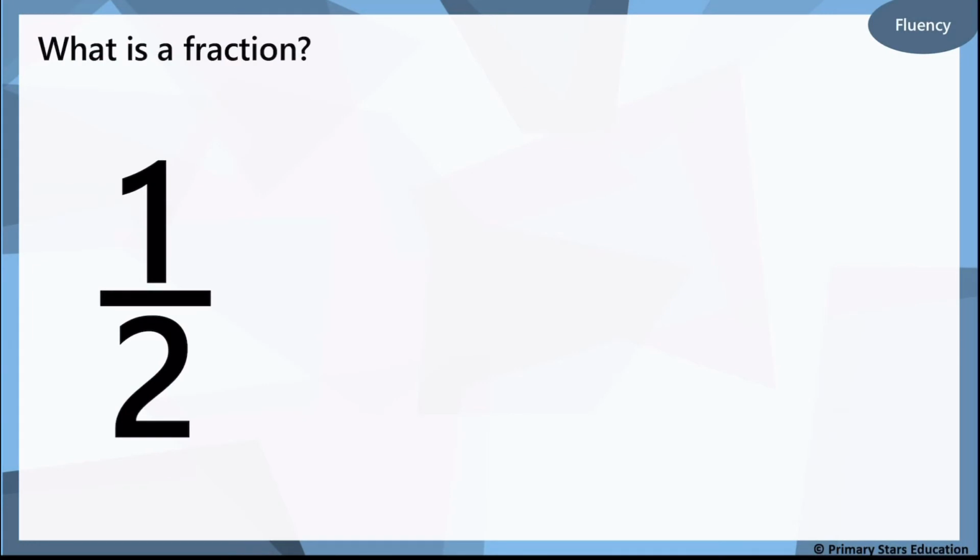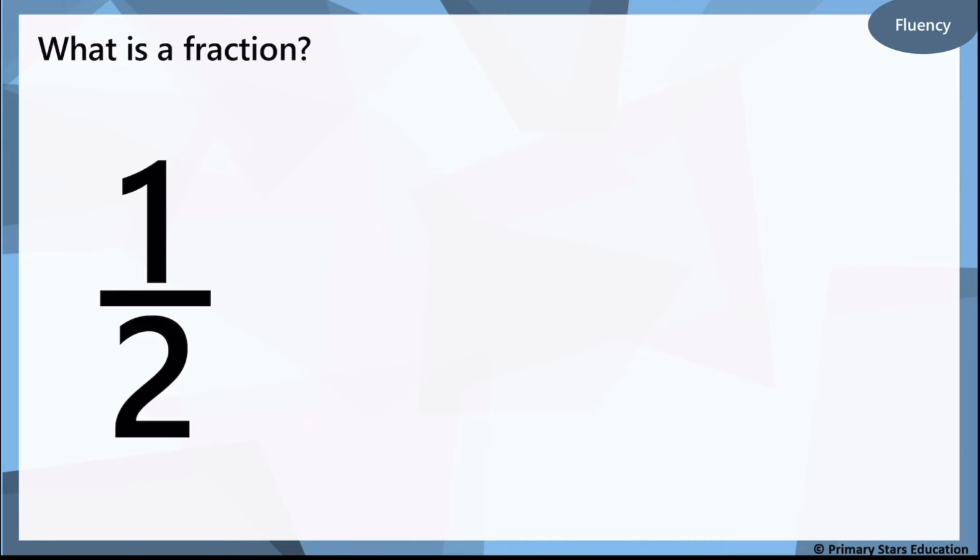So, on the screen there, I have got a fraction and it's made up of 2 different numbers, and the numbers in a fraction have special names. Now, because we're in year 2 now, we can't just say the top number and the bottom number. We need to know the correct names because we are professional mathematicians now, so we need to get down with the lingo.